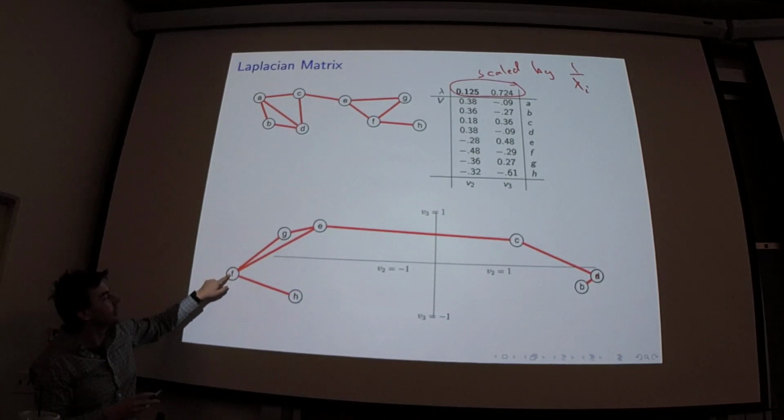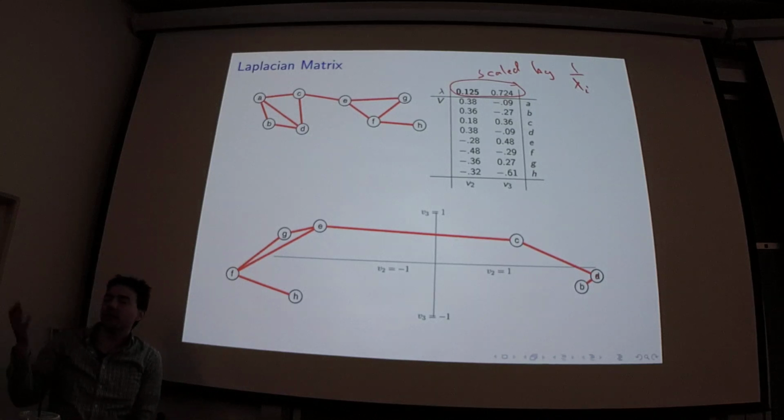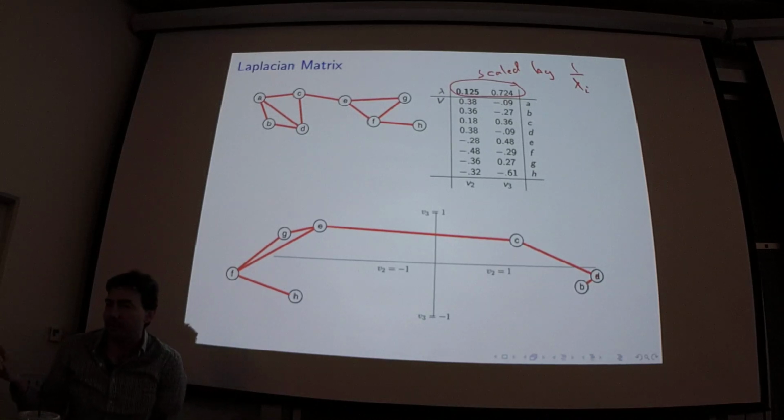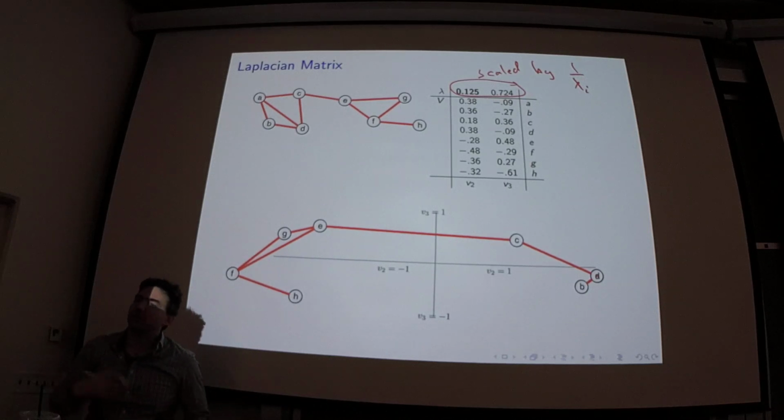F seems to be the furthest away, and again, C and E are closer. So it's giving me a slightly different cut than before. This one will tend to give you a better one-dimensional embedding for the normalized cut. For other things, you want to use the other embedding, but for this, you want to use this. And it's just a small change.